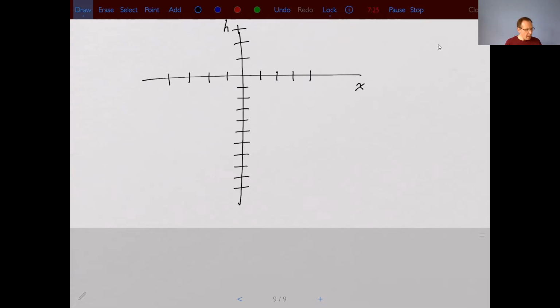Now we know that, remember, the vertical intercept was at (0, -9). So that's going to be this point right here. And then the horizontal intercepts were at (-3, 0). So that was here. Right, so this is (0, -9). This is (-3, 0). And there was another one at (1, 0).